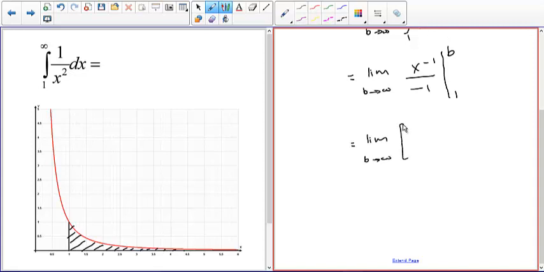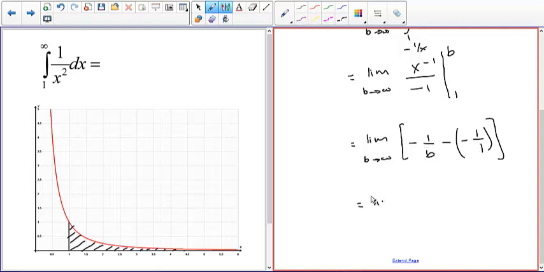I'm going to put a little bracket here. And remember, this is 1 over, so this is the same as negative 1 over x. So I'm going to actually do that. So I'm going to have negative 1 over b minus negative 1 over 1. All I've done here is rewrite this as negative 1 over x, plug in the upper limit, which is b, and subtract plugging in the lower limit.